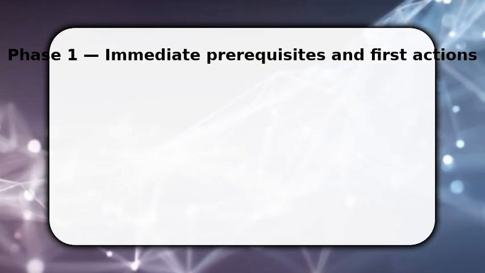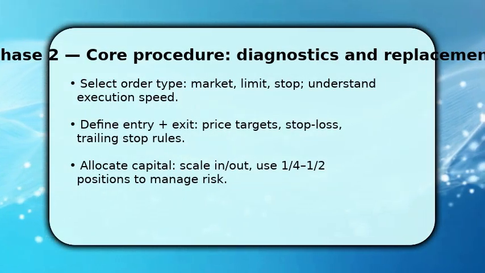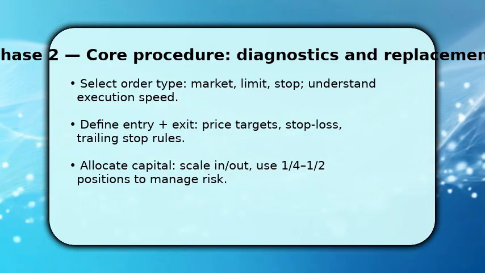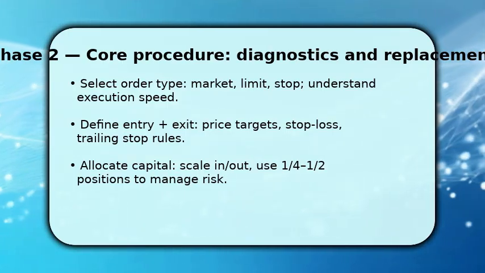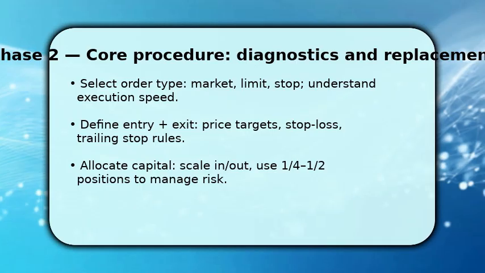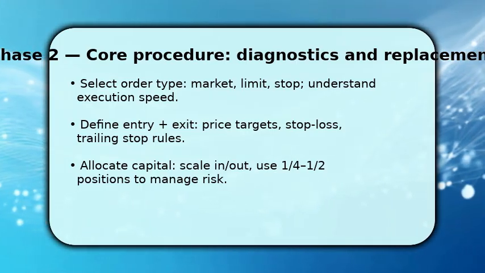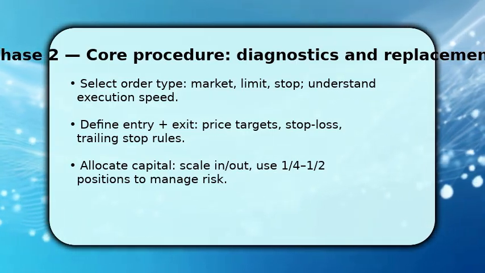First, choose the order type: market for speed, limit for price control, stop for protection, and understand the trade-off between execution and price. Then define your entry and exit, set a clear price target, a stop loss, and consider a trailing stop to lock profits.